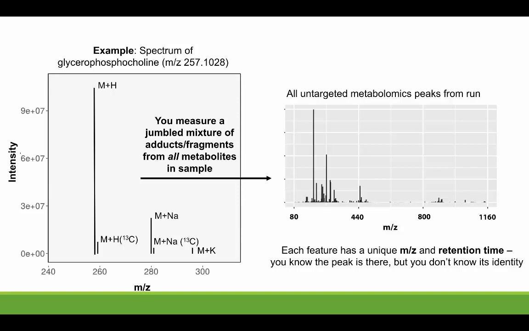You may or may not have information as to which of these peaks or features correspond to which metabolites. So generally what you get is information on the peak or the feature, which are all defined by unique m/z and retention times. So you know that there's definitely a peak there that has a particular mass to charge and retention time, but you may or may not know what the metabolite is.